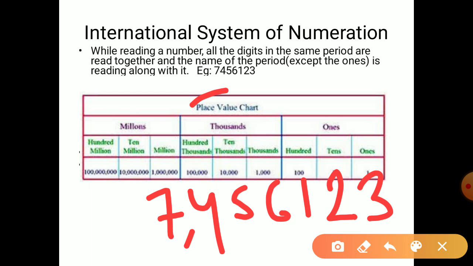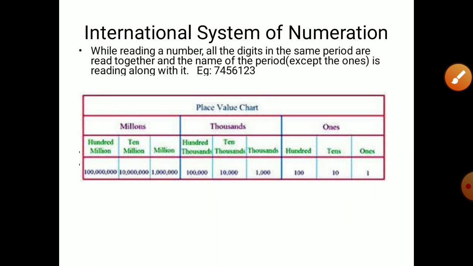Now I have thousand period, and here I have three numbers 4, 5, 6. So I will read it as 456,000. So 7 million and 456,000. Now I have ones period, and I will read it the same way, 123. So my answer will be 7 million 456,123. I hope you got it how to read the number in international system.